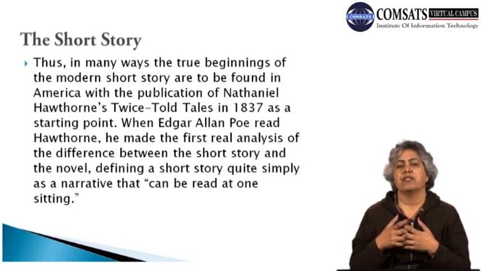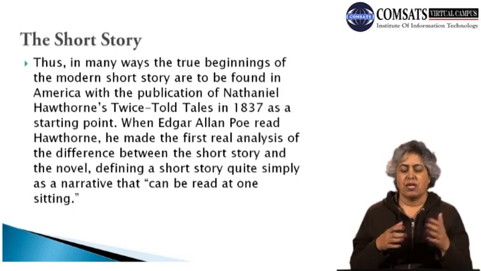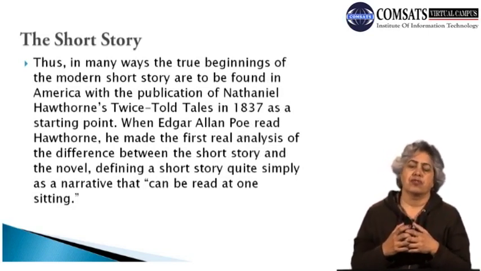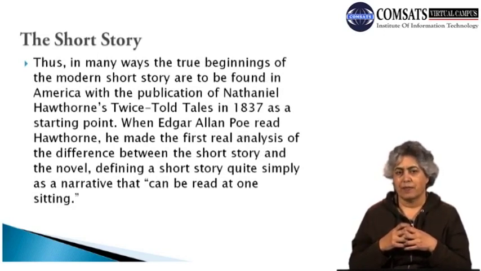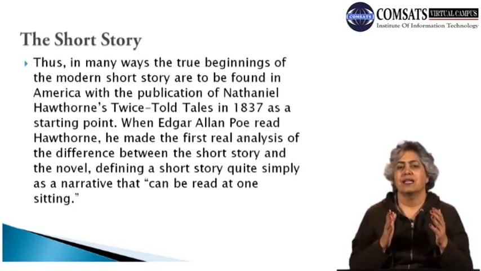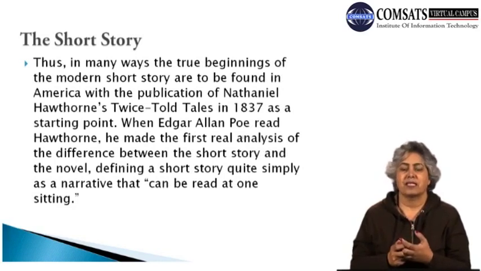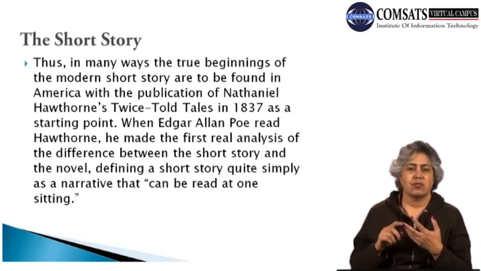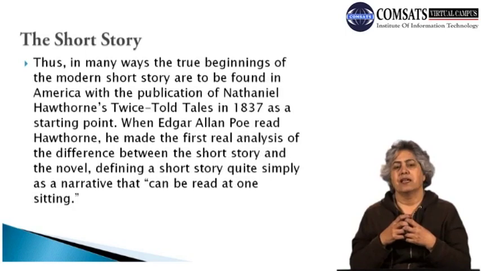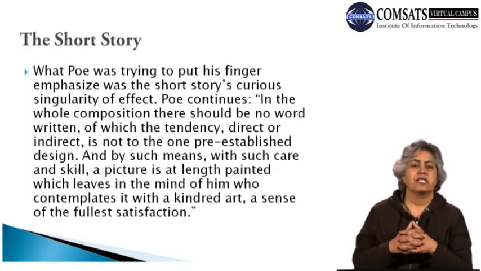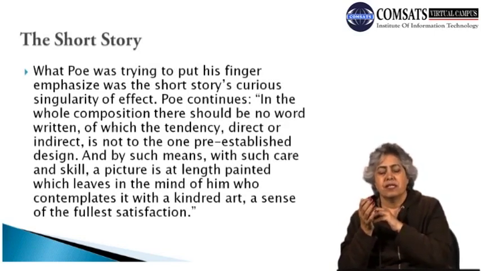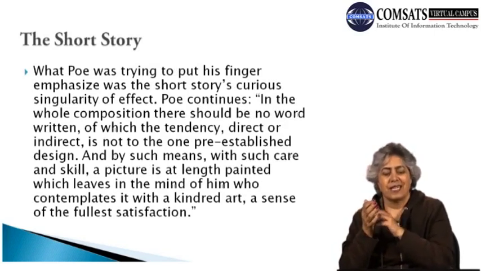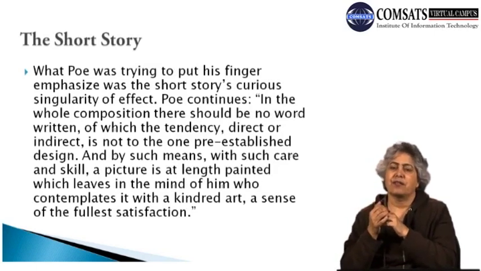So when Poe read Hawthorne, he made the first real analysis of the difference between the short story and the novel. And his definition of a short story was that it is a narrative that, quote unquote, can be read at one sitting. A novel cannot be read in one sitting because it is far more complex. It's more detailed, it's lengthier. A short story is shorter, it's pithy, it is a condensed form, and therefore it can be read in one sitting. So what Poe was trying to do was to pinpoint the short story's single most defining characteristic, that it's a narrative that can be read at one sitting.